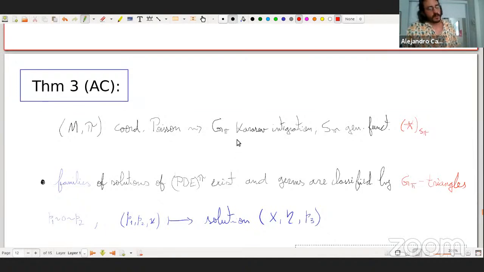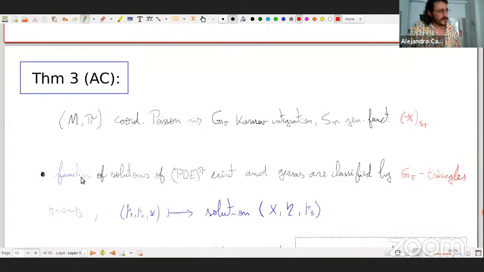But what I want to say is that geometrically, it's a constructive proof. So we show that every solution of that system corresponds to a very particular geometric object, which I call G triangle. This word families means that not only you have a solution for one choice of parameters, but you have a family of solutions smoothly depending on the parameters for small parameters, so in a neighborhood of 0.